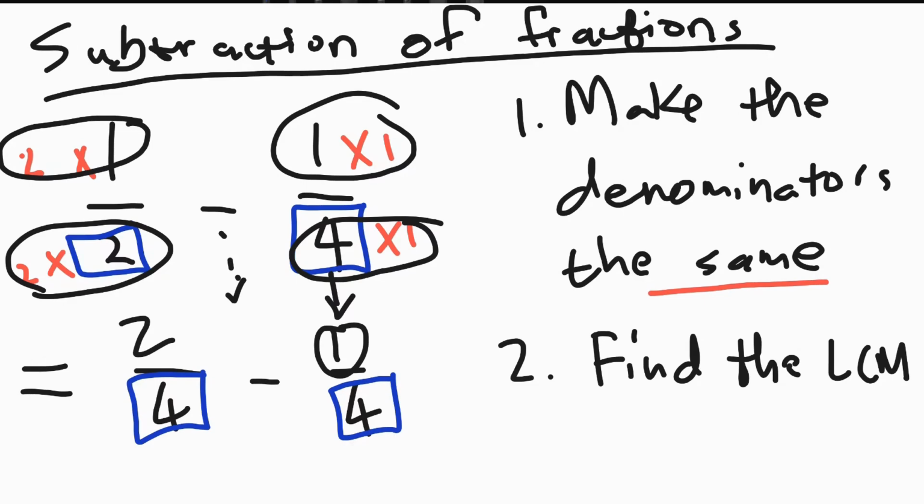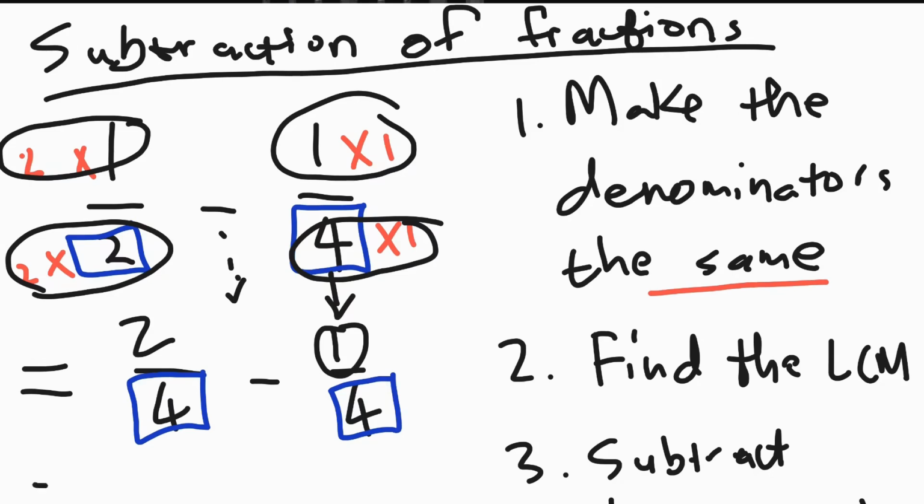So the next step now would be number 3. We will have to subtract the numerators. We will subtract our numerators.